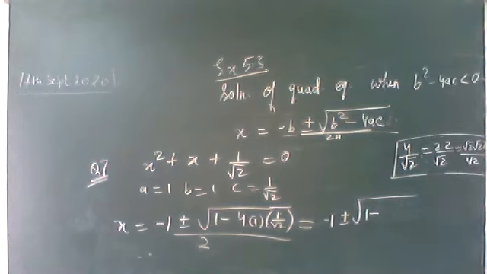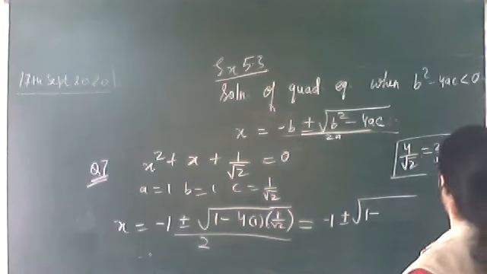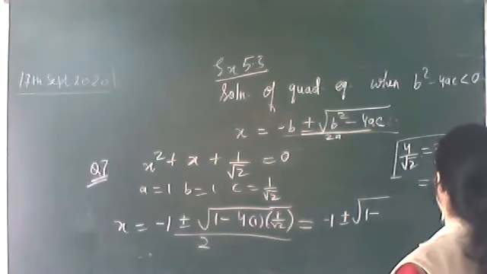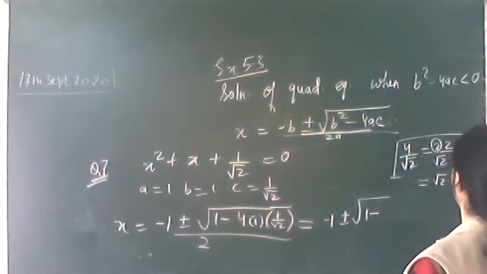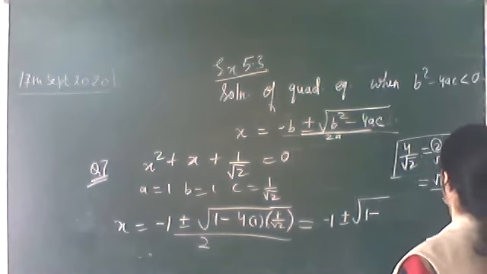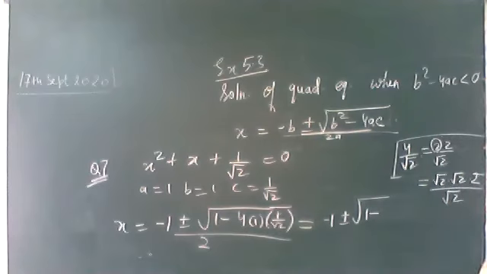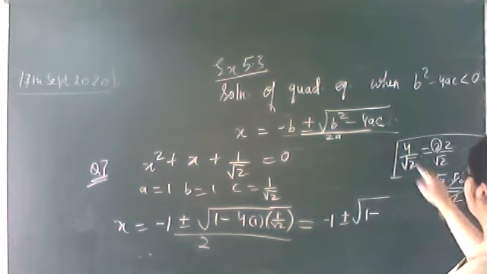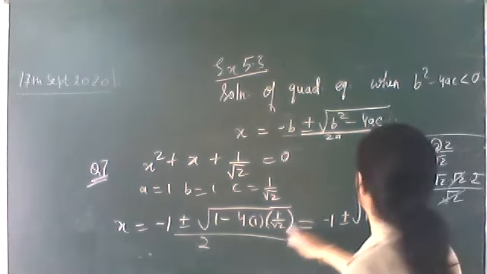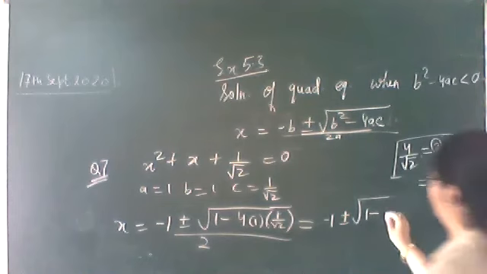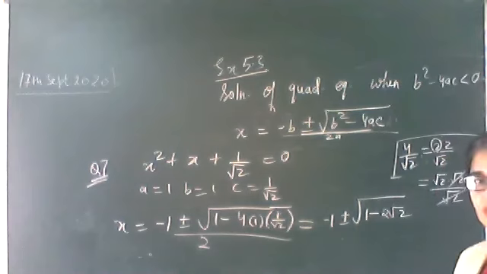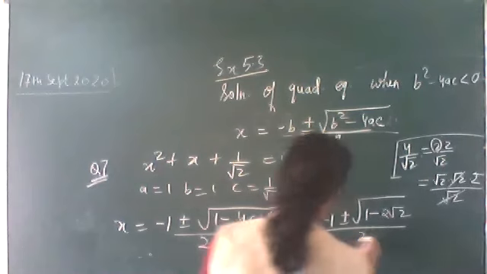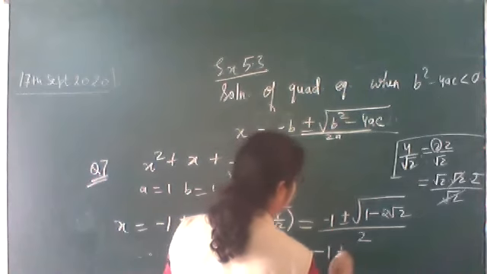Can we write this way? 2 can be written as, if it is not visible there, it is equal to what? Root 2 into root 2. This 2 can be written as root 2 into root 2 and 2 as it is upon root 2, so that we can eliminate root 2 from the denominator. That will be easier for us. So what we are going to get? 2 root 2. So 4 upon root 2 can be written as 2 root 2. So 1 minus 2 root 2 upon 2, which is equal to minus 1 plus minus.